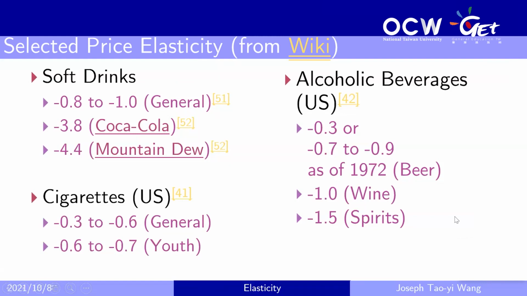Cigarettes, in general, 0.3 to 0.6. So cigarettes are addictive, so it's a necessity for the smokers, so they can't change. But one thing is that for youth smokers, it's slightly higher. Well, that means they're not that addicted yet, and so they still have a chance to switch.